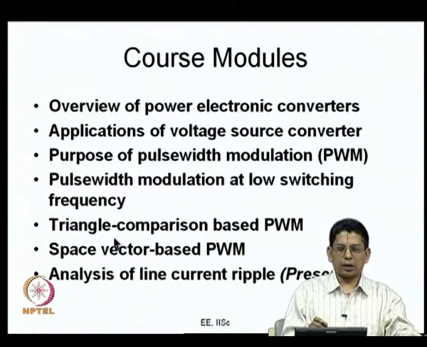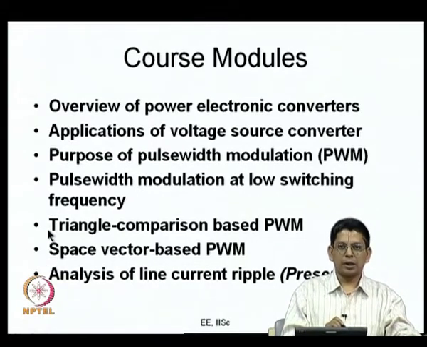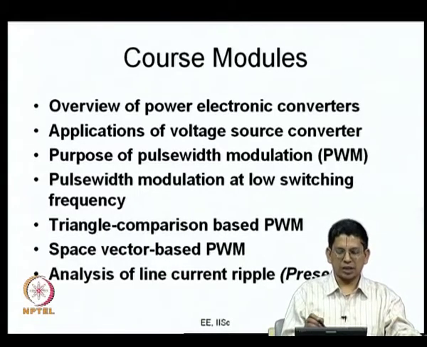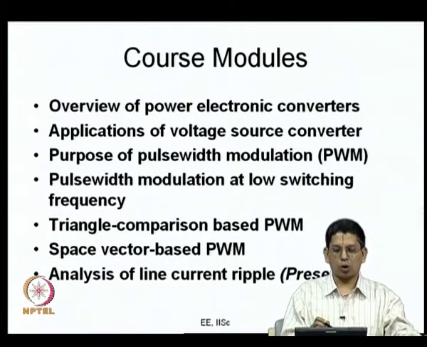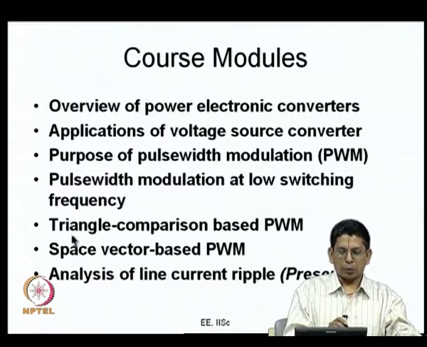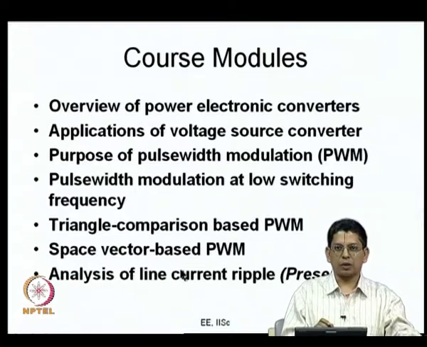With very low switching frequency, such as a couple of, one or two switching angles per quarter, very few switching angles in a quarter. And in the subsequent 2 modules we are looking at PWM generation at a fairly high switching frequency, where the switching frequency is much higher than the fundamental or the modulation frequency. And there are 2 popular approaches. We looked at both the popular approaches of producing PWM. One is triangle comparison, the other one is the space vector based PWM.